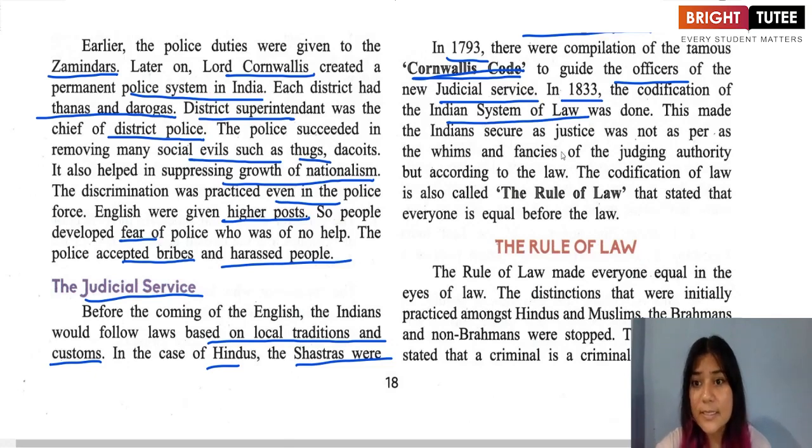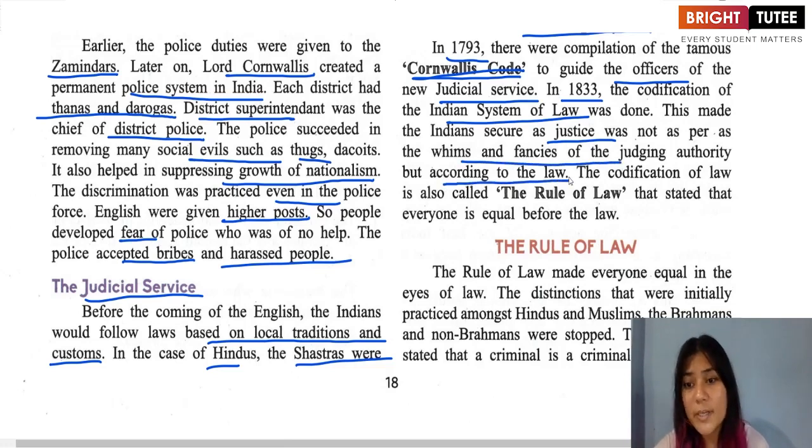This made the Indians secure, as justice was not as per the whims and fancies of the judging authority, but according to the law. Now, when this Indian system of law was codified, the Indians were happy because now the judges, the chief justice, and everybody had to follow the law that was codified, that was written. Okay, so the law would be the same for everyone. So that was good, right? So because of that, the Indians were quite happy. Now, this codification of law is also called the rule of law.